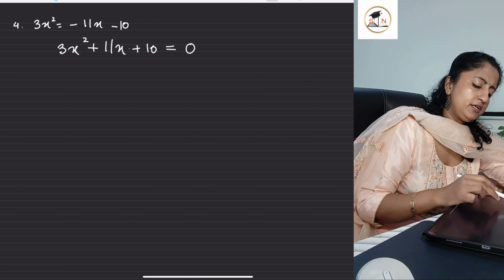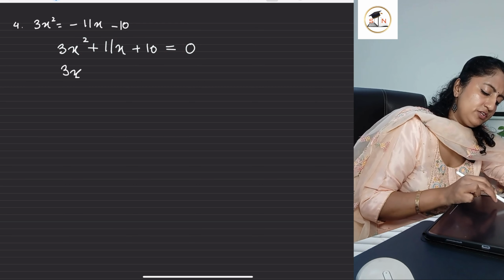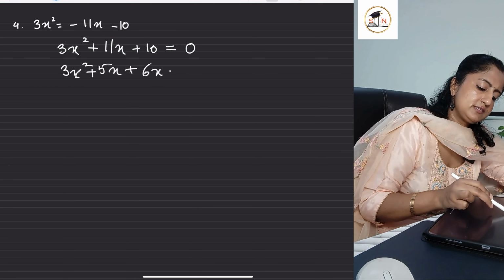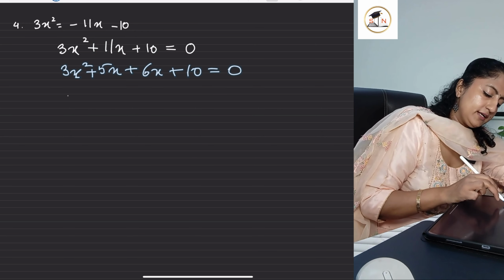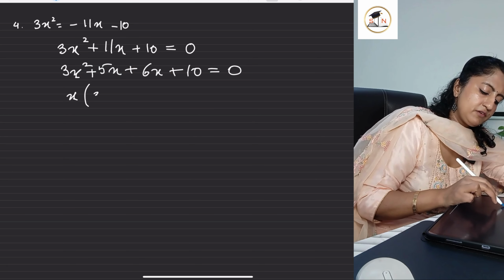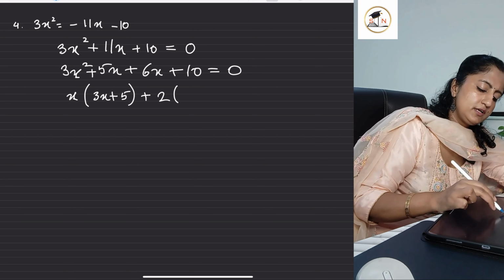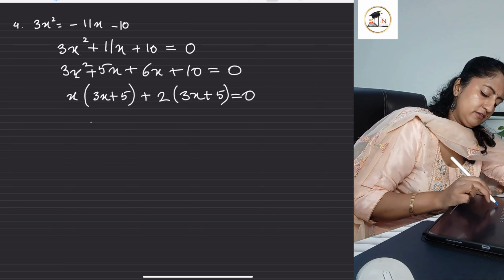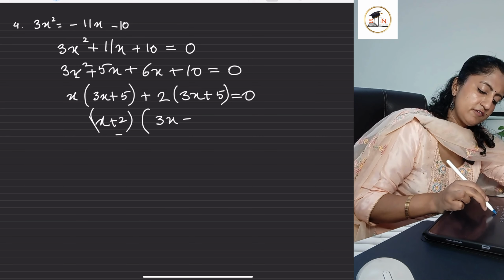So we have 3 tens are 30, and that means we are getting 3x squared plus 5x plus 6x plus 10 equals 0, right? So what do we get? From the first group, I'm just getting an x out, leaving me with 3x plus 5, then 2 out, again 3x plus 5 inside. The final factors are (x + 2) and (3x + 5).